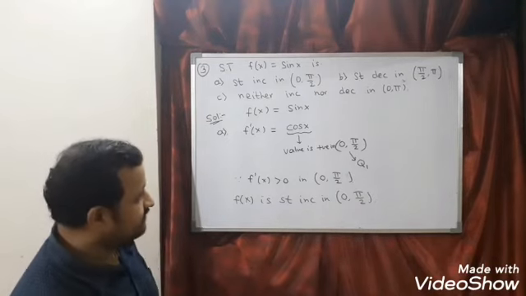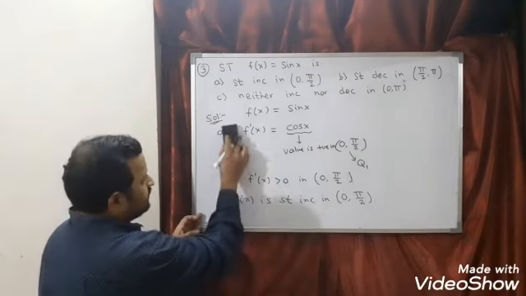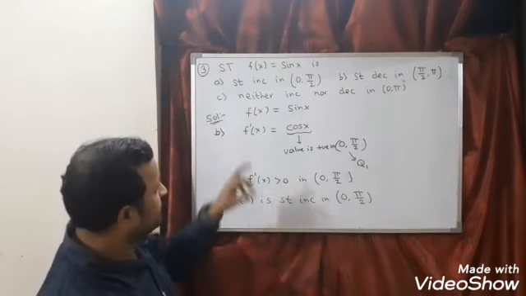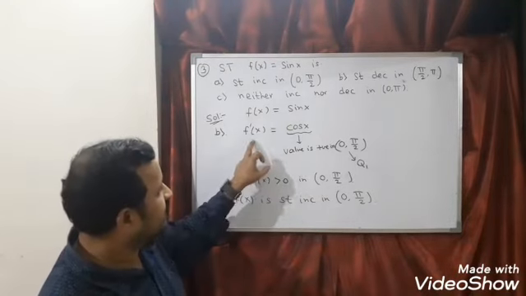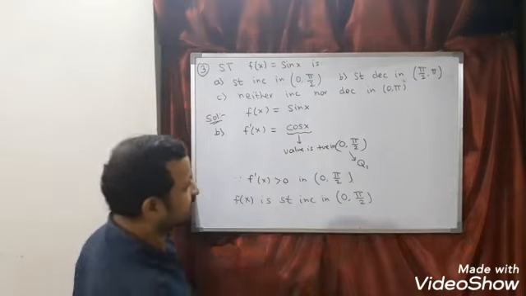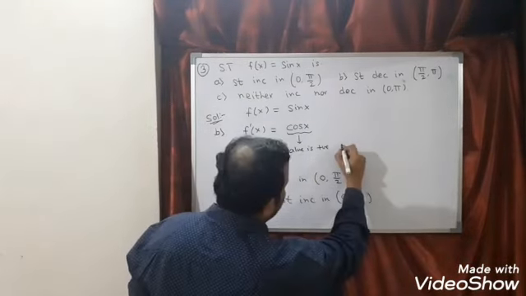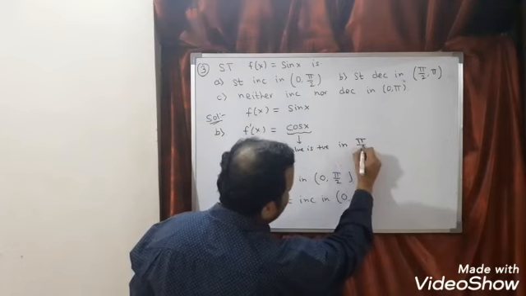See the second bit. So second bit is what? Decreasing. Again same. F of x is sin x. F dash x is what? Cos x. Now what is interval given? Here I can say pi by 2 comma pi.